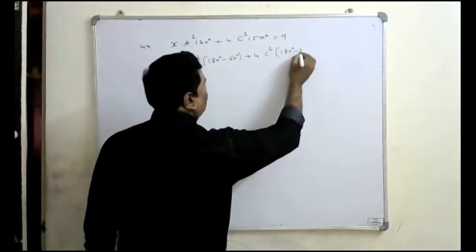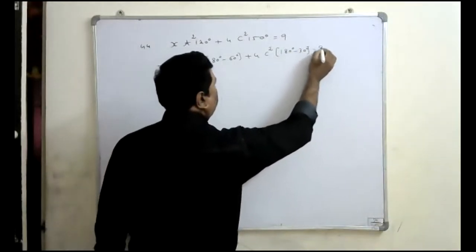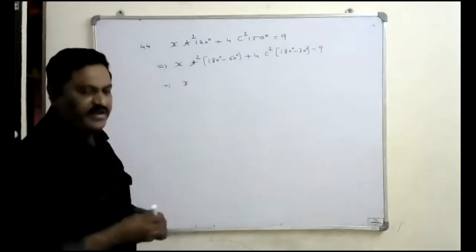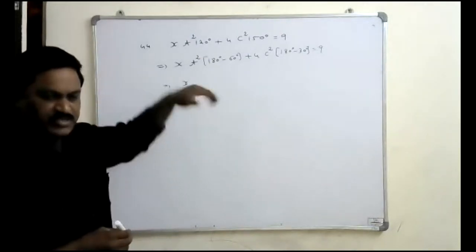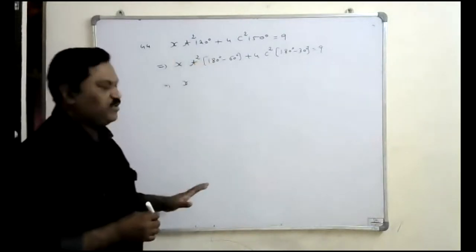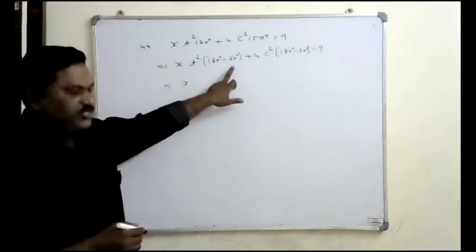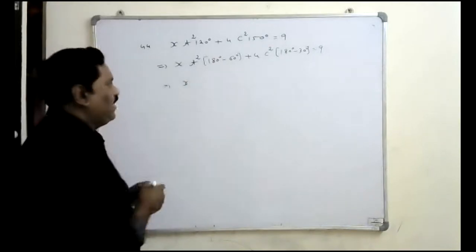180 minus 30 is equal to 9. Since squares are there, even though you get the negative sign, it becomes positive because squares are there. So no need to look at the sign also. Now tan 180 minus 60 means that is tan 60. Directly we can write it.